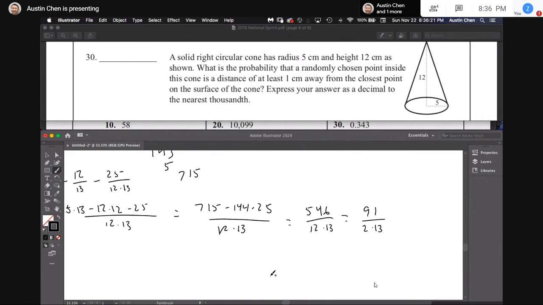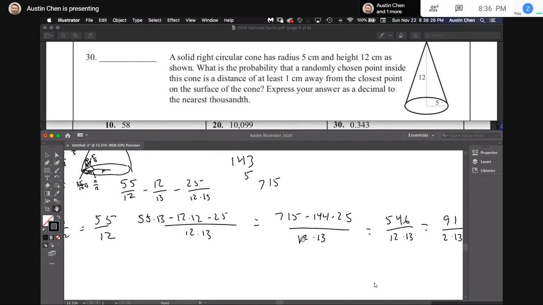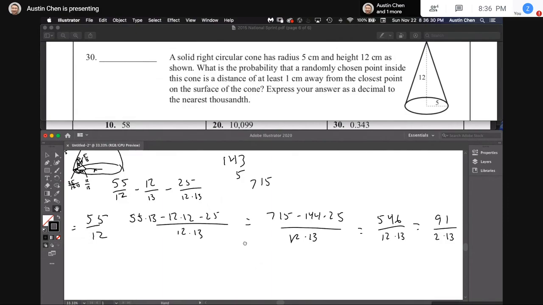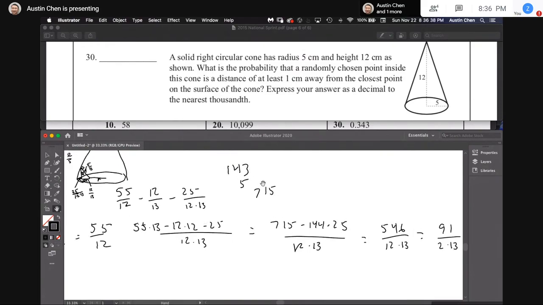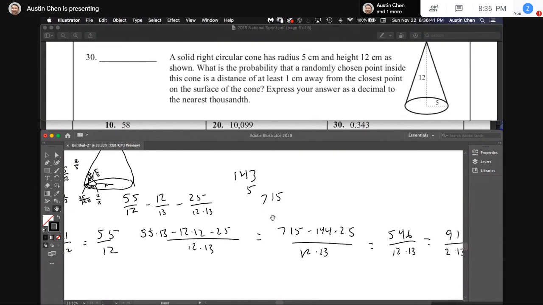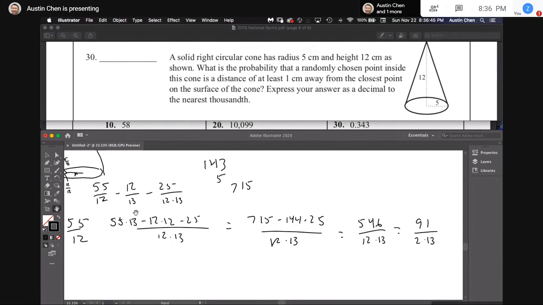What did I do wrong here? Should have used the big triangle. No, no, no. Okay, these values are correct. It was just some error right here. Come on. All right, 143. Yes, that should be 715. And then we minus those, right?